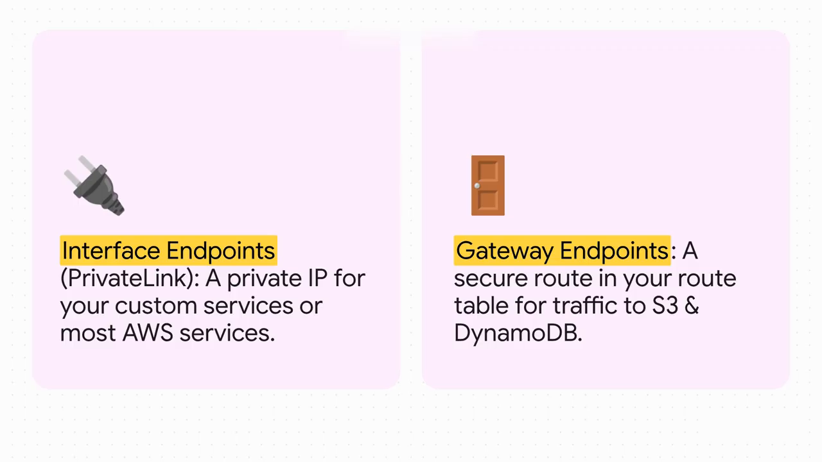But for S3 and DynamoDB specifically, you can use a gateway endpoint. This is a little different. It just adds a secure route to your VPC's route table, which directs traffic for those services over the AWS network instead of the internet.